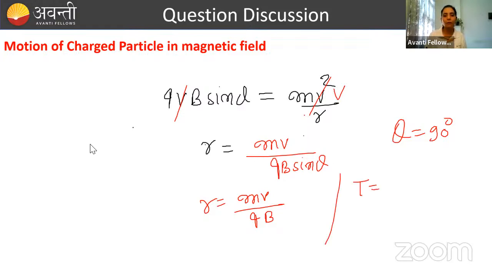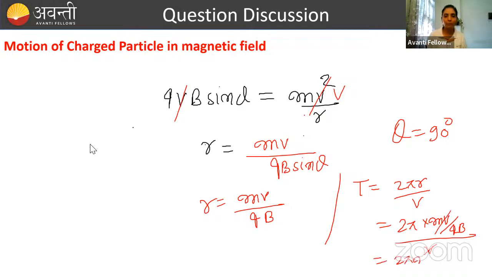So if you know the radius of circle, you can calculate time period. What will the time period be? 2 pi r by v. So simply put the value and get the answer. So what is the value of 2 pi radius? mv by qB divided by v. So v will get cancelled and time period will be 2 pi m by qB.